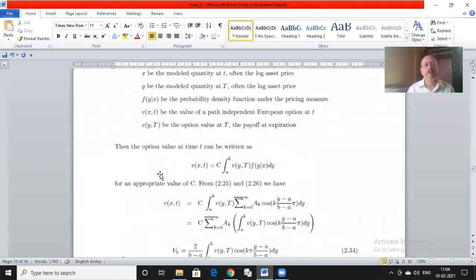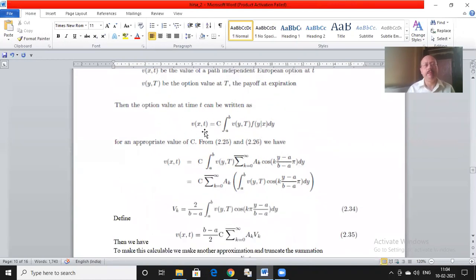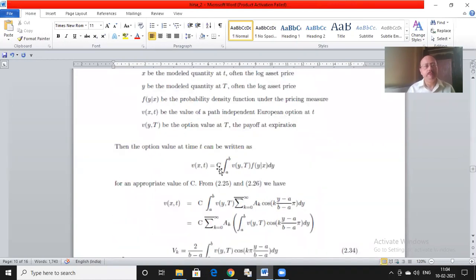So then my option value at time small t can be written as V(x,t). So V(x,t) must be this, again an appropriate normalizing constant, integral a to b of V(y,T) f(y given x) dy. So it's an expected value, a conditional expectation of V(y,T) over the range a to b.